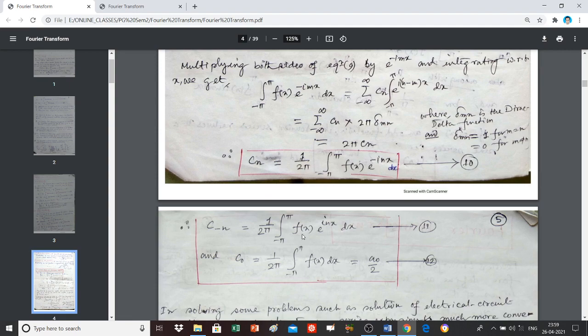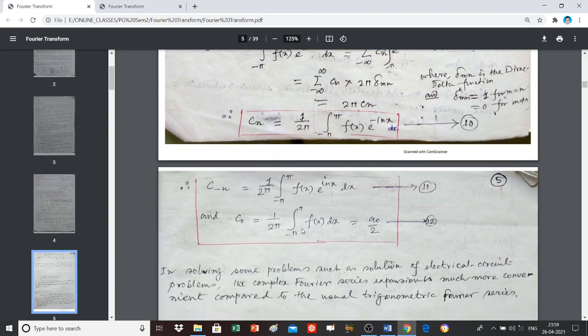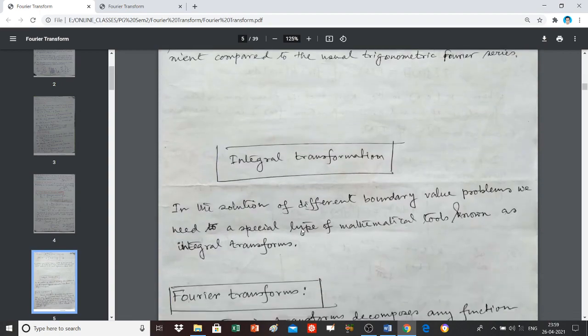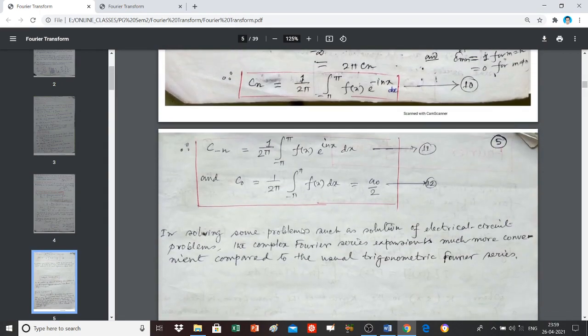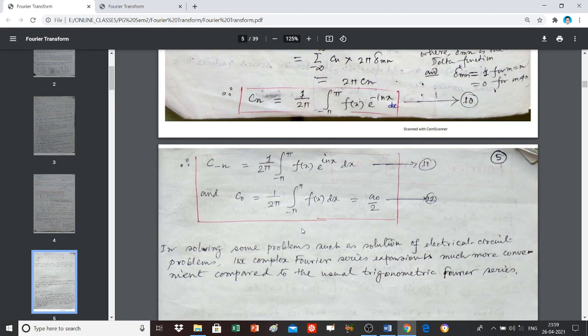So all the values of C0, Cn, C minus n can be computed by the knowledge of f(x). Okay. Now this is the preliminary topic, that means the brief recapitulation of Fourier series that we have discussed in this class. So this is the end of this class. You need to have a look at this, and after this we will begin our next class with Fourier transform. Okay.